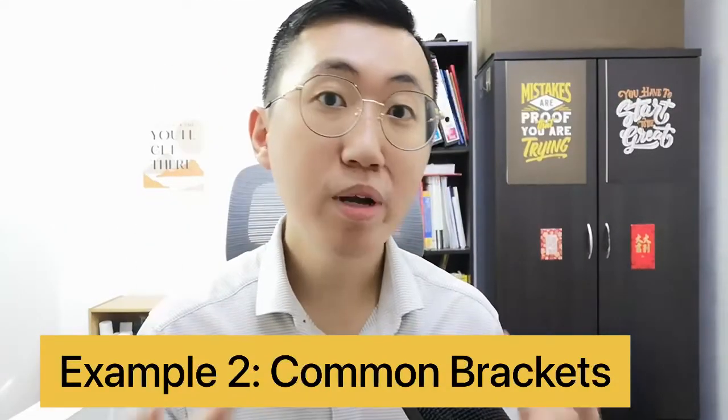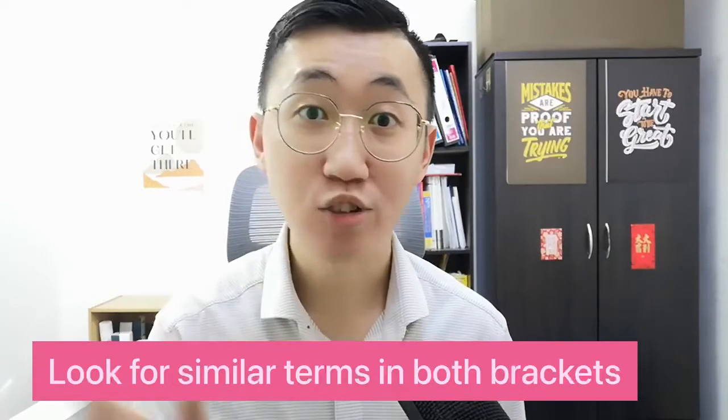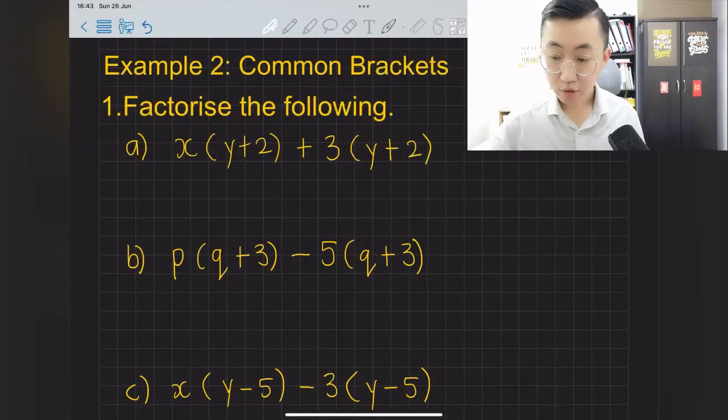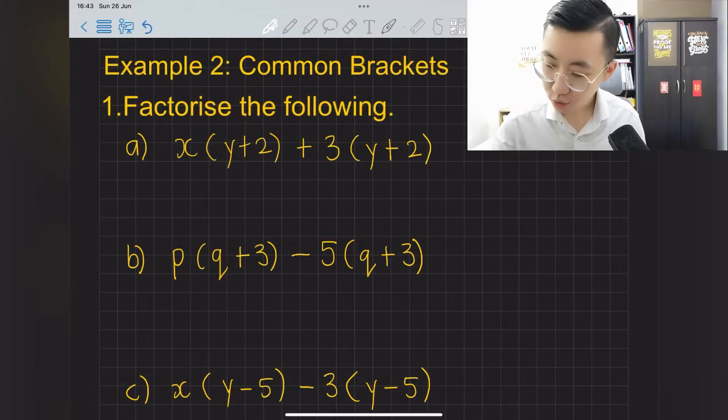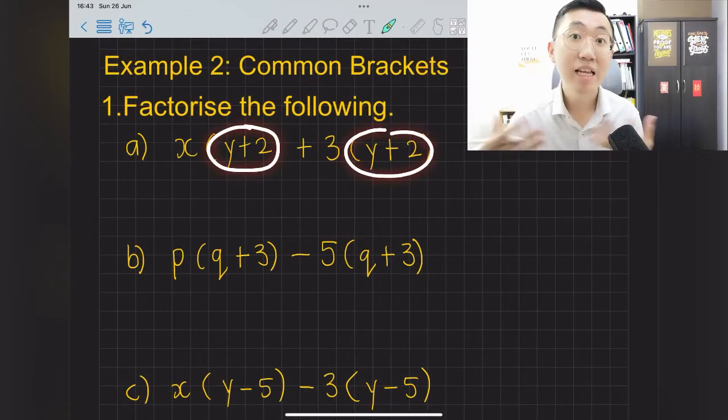Example 2, common brackets. So you see the question, they are having 2 brackets over there and they actually look very similar. That's how you identify this pattern. Okay, so let's do example 2, common brackets. So how to identify this question is, you can see the brackets are having similarity.